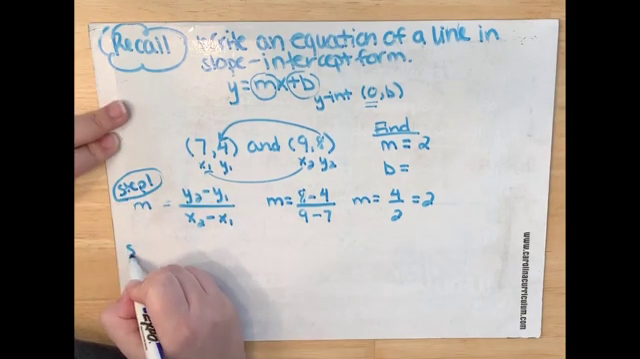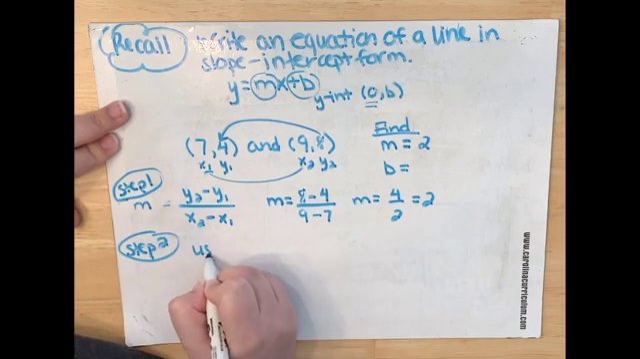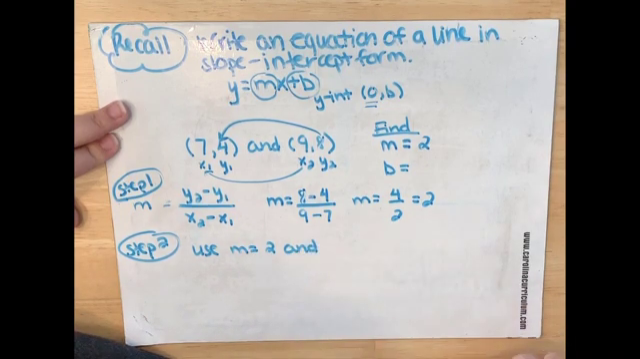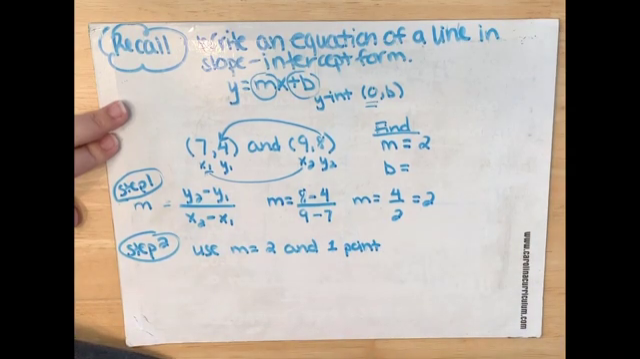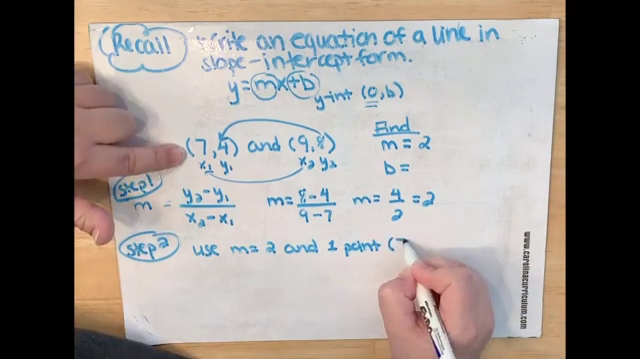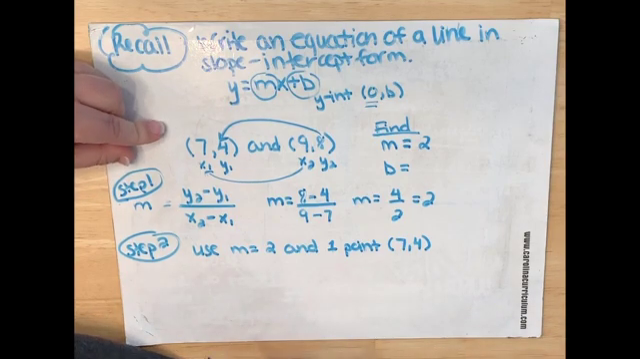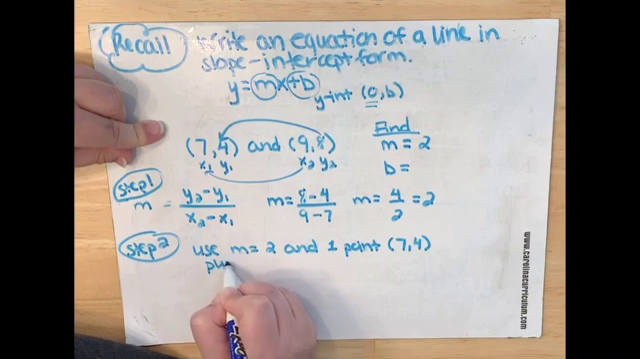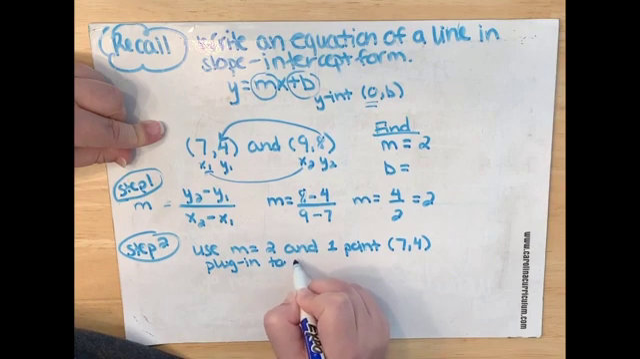Now for step 2, I need to find the y-intercept, and to do that, I'm going to use the slope of 2 and one of the points. And it doesn't matter which point you use. You'll get the same answer that I get even if you use a different point. I'm going to use the first point, but again, you could use the second. As long as your math is right and your signs are right, you'll get the same exact thing. And I'm going to plug them into the slope-intercept form.